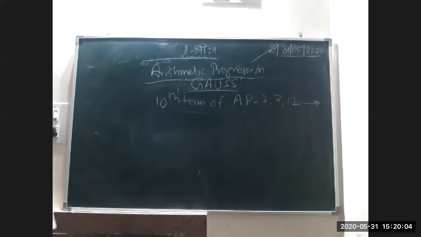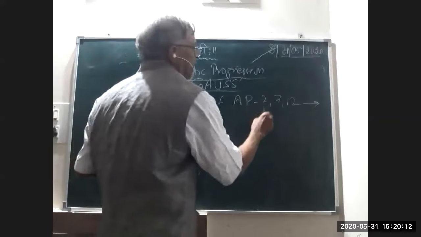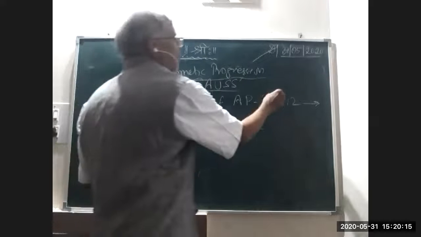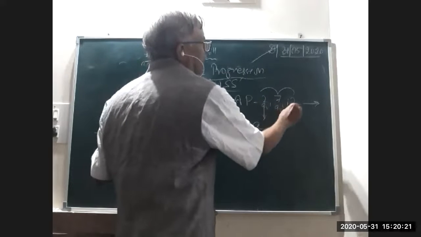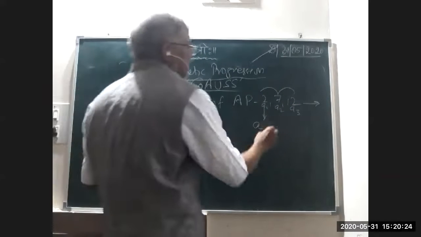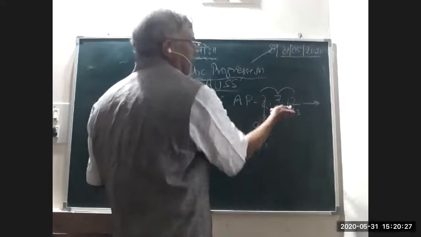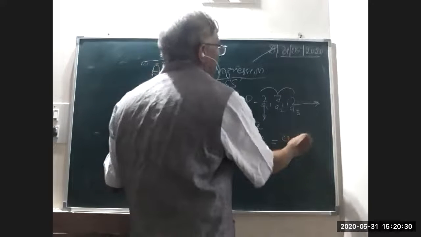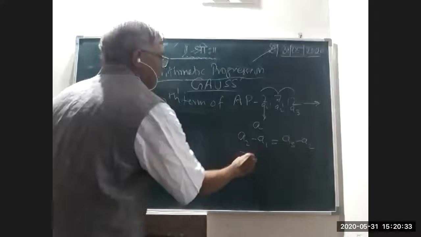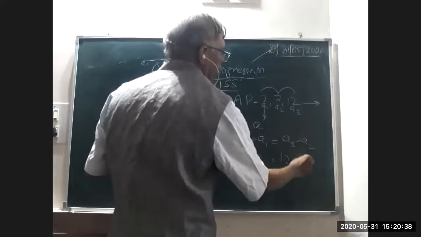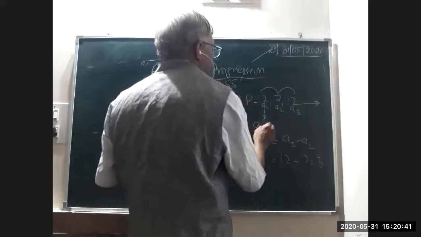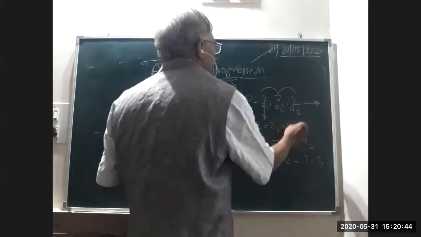To find the 10th term of the series, we normally take the beginning number as a, and we find the difference. If the series is A1, A2, A3, then A2 minus A1 will always be equal to A3 minus A2. So A2 is 7, A1 is 2, and A3 is 12, A2 is 7, which gives 5. Therefore, a is 2, d is 5.